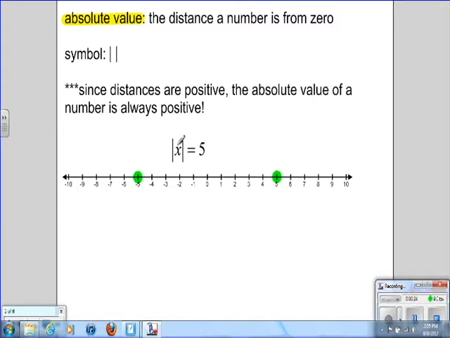You need to find the value of x that works, and in this case there's actually two of them. Negative 5 works because the absolute value of negative 5 equals 5, and positive 5 also works because the absolute value of positive 5 equals 5. And so sometimes with these equations you are going to end up with two solutions.